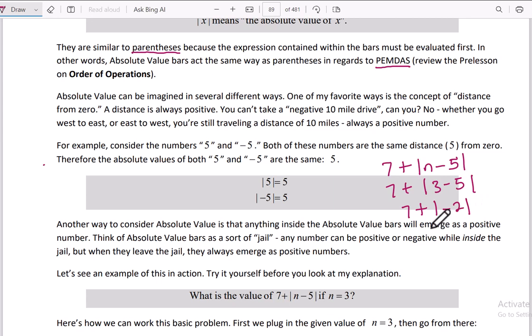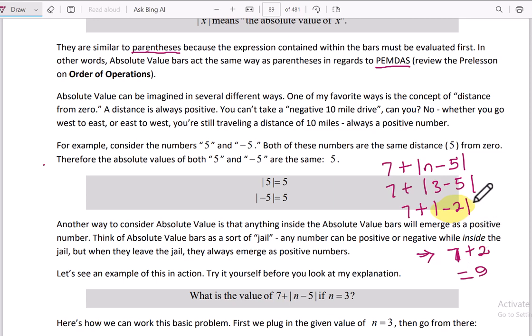Now pay attention to this. Remember, we say that whatever you have inside the absolute value is always going to give you what? Always going to give you a positive. So right here we have negative 2, and we cannot have negative. So we have 7 plus 2. 7 plus 2 is 9, right? So we are left with 9.